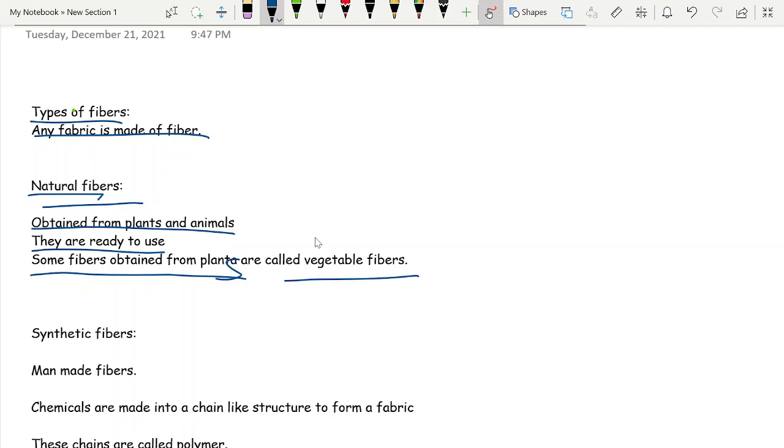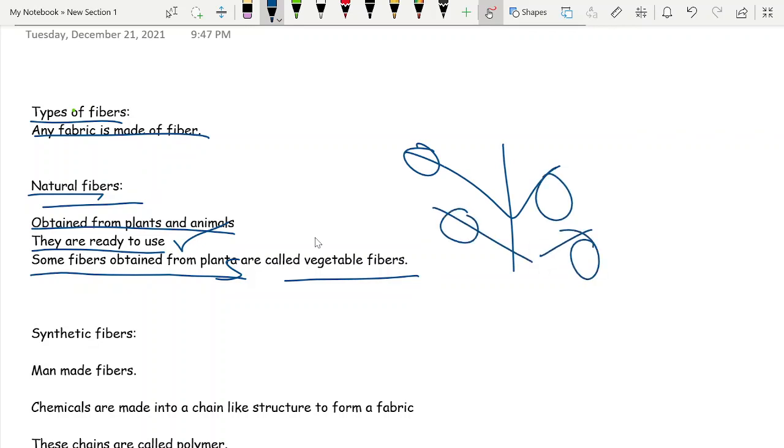So, first we talked about ready to use, meaning if you have a cotton plant, you have cotton buds sticking out. You just need to get them, make strings, done. Making string is basically shaping it, right? That's literally ready to use. So plants or natural fibers are ready to use.